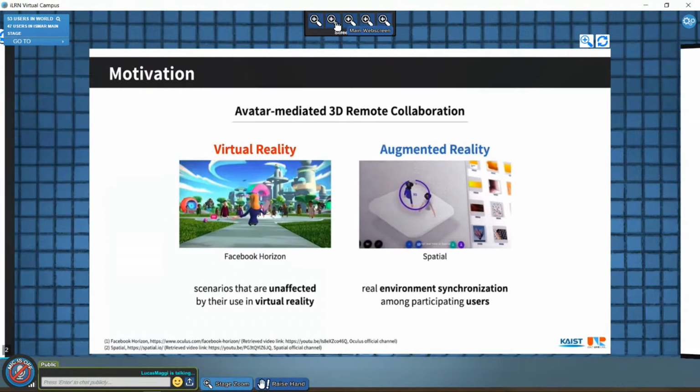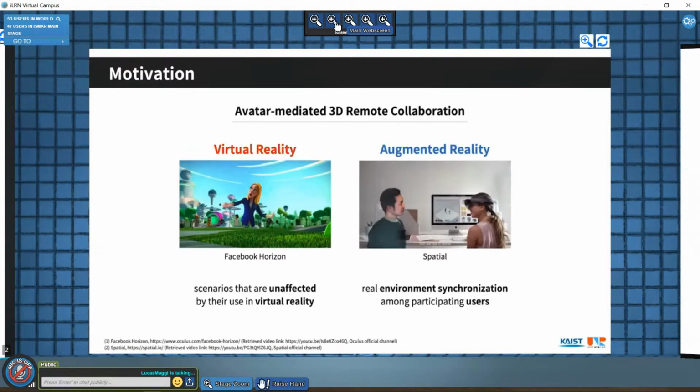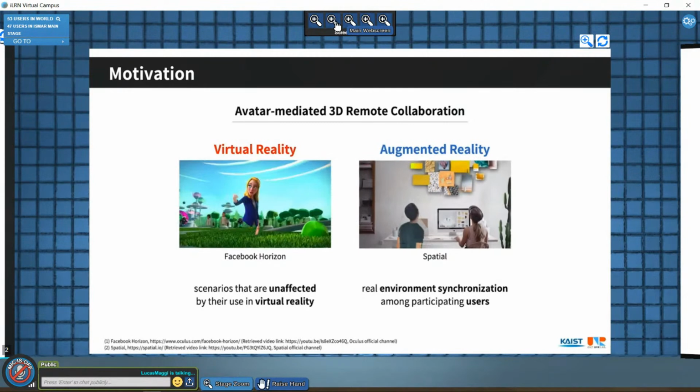VR can support various collaborative scenarios, but it only supports limited applications that are unaffected by their use in virtual reality. On the other hand, AR can deliver a more realistic experience to users, but it is difficult to synchronize its collaborators' real environmental conditions.